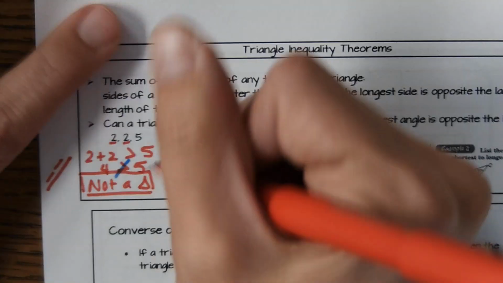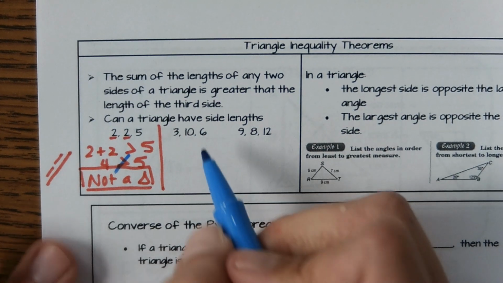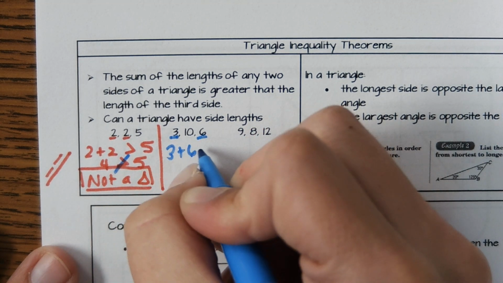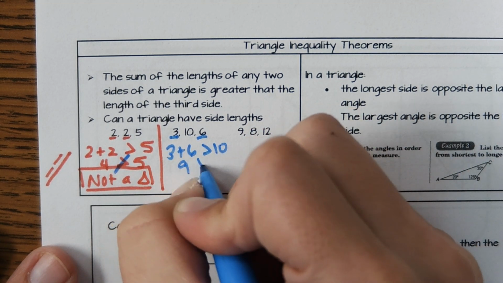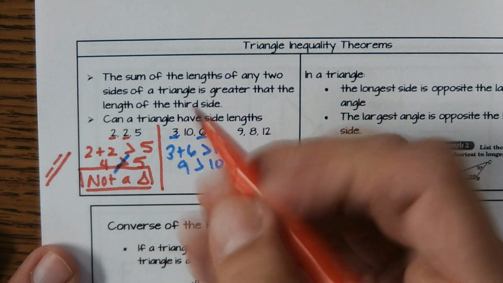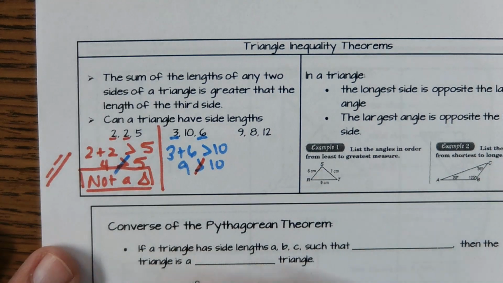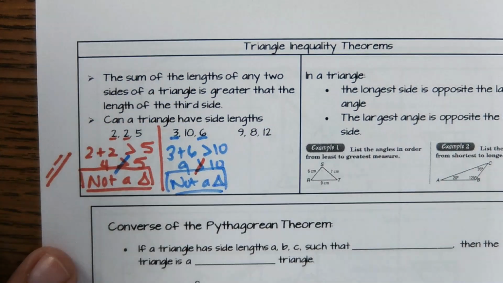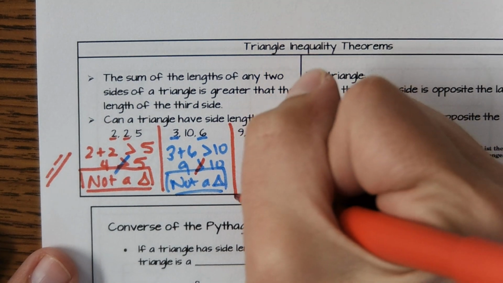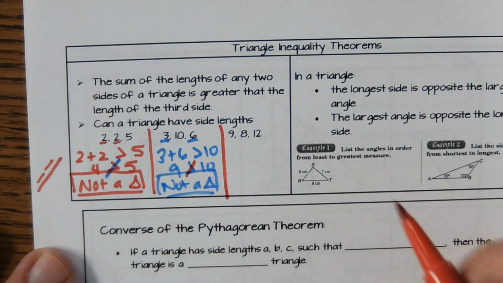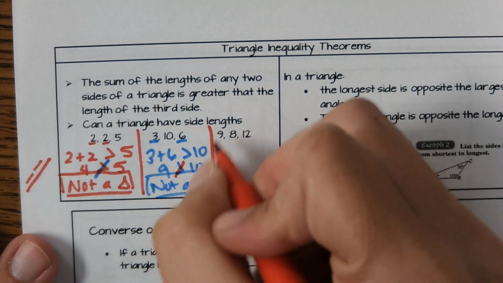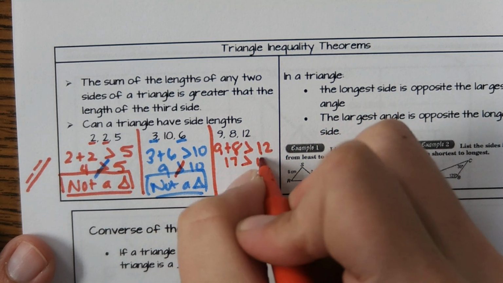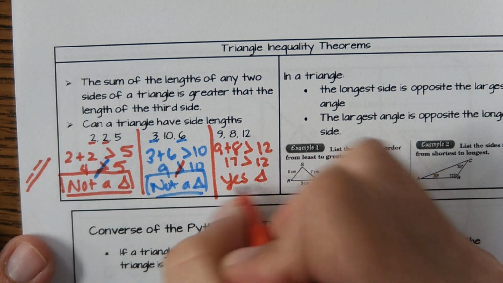And then for the next example here, they didn't put the side lengths in order, but the two shortest would be 3 and 6. So 3 plus 6, is that greater than 10? No, 9 is not greater than 10. So therefore, again, not a triangle. And then this example right here, 9, 8, and 12. So the two shortest sides, 9 plus 8, is that greater than 12? 17 is greater than 12. Yes, it is a triangle.